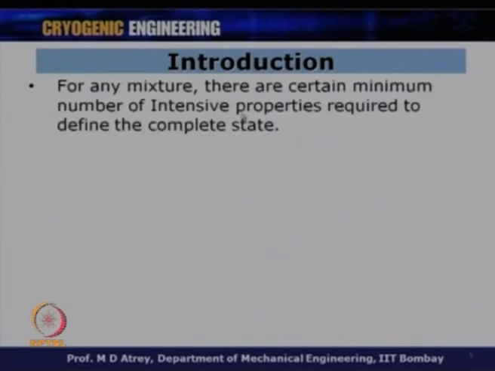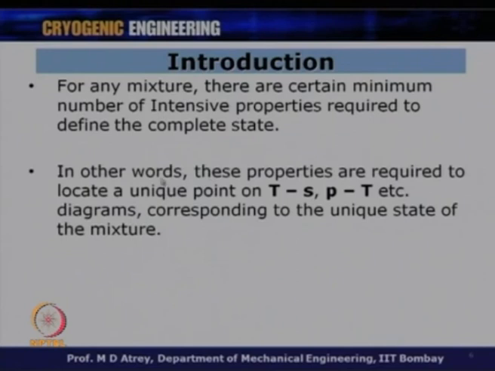For any mixture, there are a certain minimum number of intensive properties. Normally, I would look for intensive properties in order to get all the details of any component or any mixture. So, for any mixture, we need to have a certain minimum number of intensive properties to define the complete state. All right. In other words, these properties are required to locate a unique point on a temperature entropy diagram or a pressure temperature diagram or pressure enthalpy diagram, etc., corresponding to the unique state of the mixture. So, as soon as I know that a mixture should have 2 or 3 properties to be known, so that I can locate the properties of these mixtures, they are called the important properties or the intensive properties of this particular mixture.